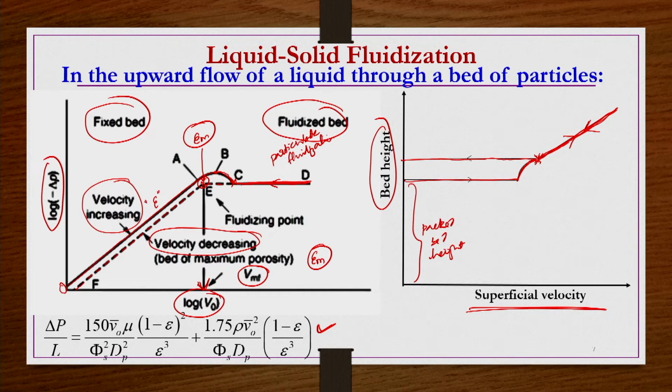So, that packing height is slightly higher than the initial packing height. While decreasing the velocity, the height would be slightly higher, and because of this slightly higher packing height, the voidage is going to be higher. So, the pressure drop is going to be lower, as we have seen in the previous curve. So, if you want to find this superficial velocity from the bed height versus superficial velocity curve, the velocity corresponding to this point is known as the minimum superficial velocity. Okay. So, this is about liquid solid fluidization.